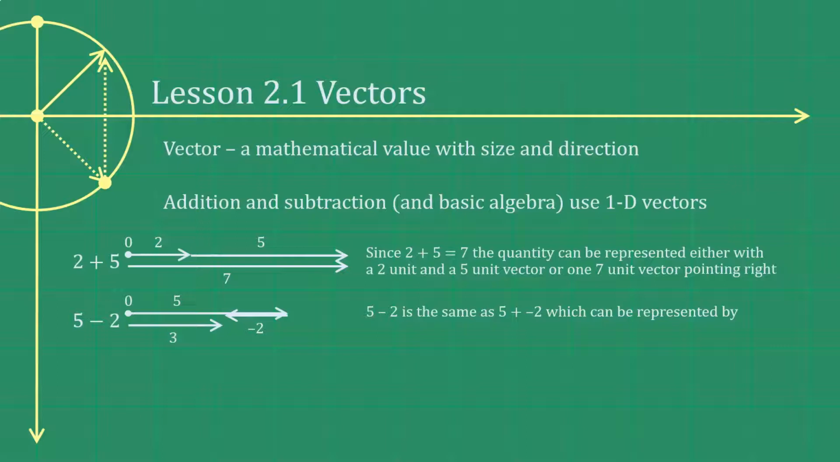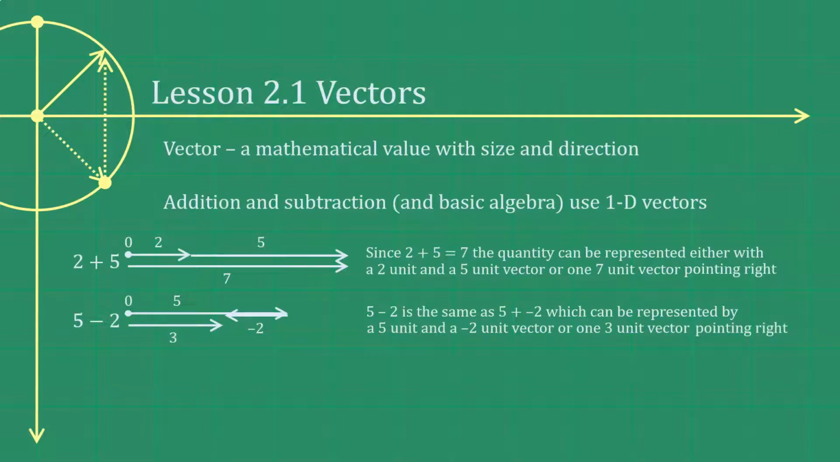Okay, so I'm just adding vectors like I was before. There's nothing special about subtraction. Subtraction is just adding the negative. And I can represent that with a 5-unit vector and a negative 2-unit vector, which is simply a 2-unit vector pointing the opposite direction, to the left. And then the result is one 3-unit vector pointing to the right.